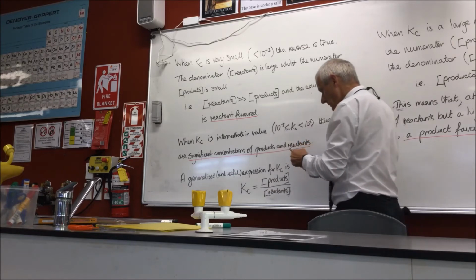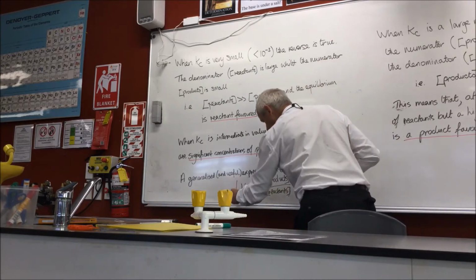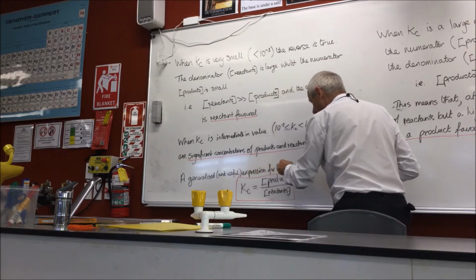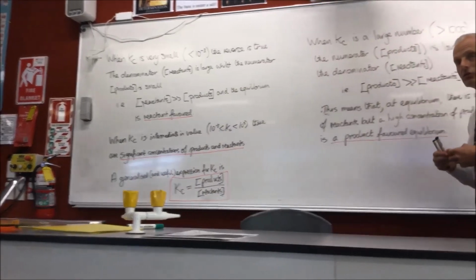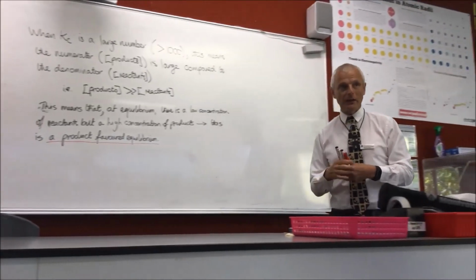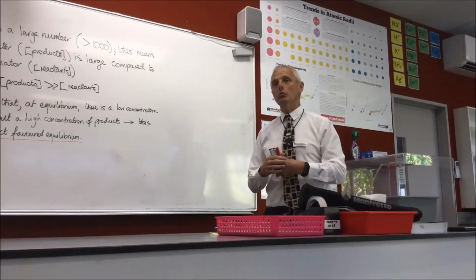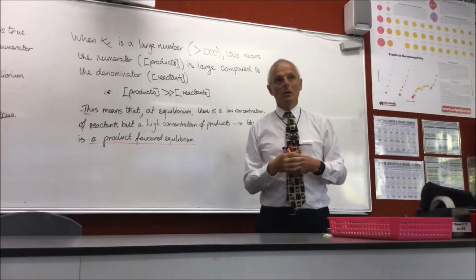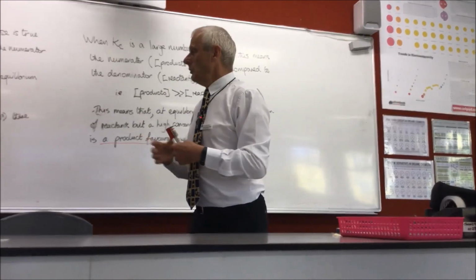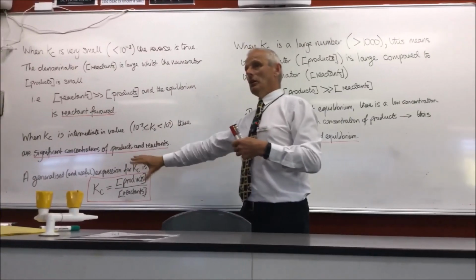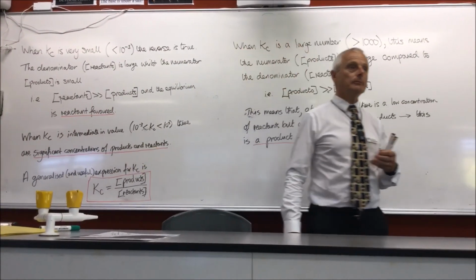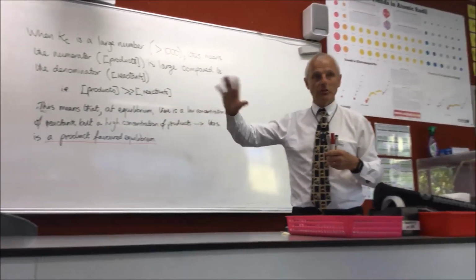Okay, and I'll put that in a red box because that's important. Get your highlighters out. That's what Kc is all about. That tells you it's the concentration of products relative to the reactants. So in a generalised way, when you're discussing it, that's the best expression to use. Okay, so when you're talking about the value of Kc, always think in terms of numerators and denominators. Products, reactants.